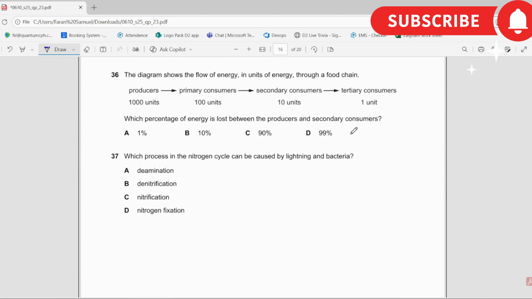Okay, 36. The diagram shows the flow of energy. The producer has this much energy and the tertiary consumer has this much energy. What percentage of energy is lost between the producer and the secondary consumer? Okay, I've calculated. Yes, 99. We will just subtract and divide it by 1000, multiply by 100.